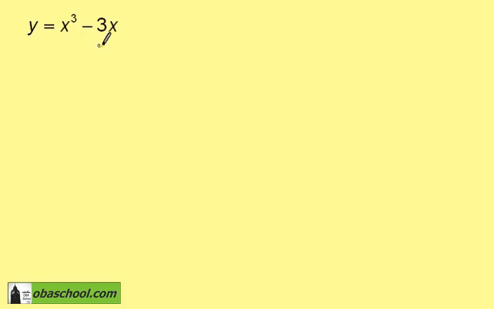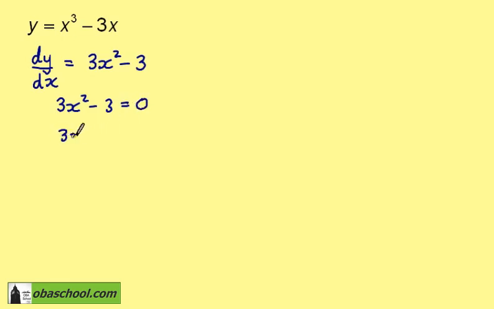We want to find the coordinates and types of turning point on the curve y is x cubed minus 3x. The first thing to do is differentiate. dy/dx is 3x squared minus 3. Turning points occur when dy/dx is equal to 0. So we need to set 3x squared minus 3 equal to 0.